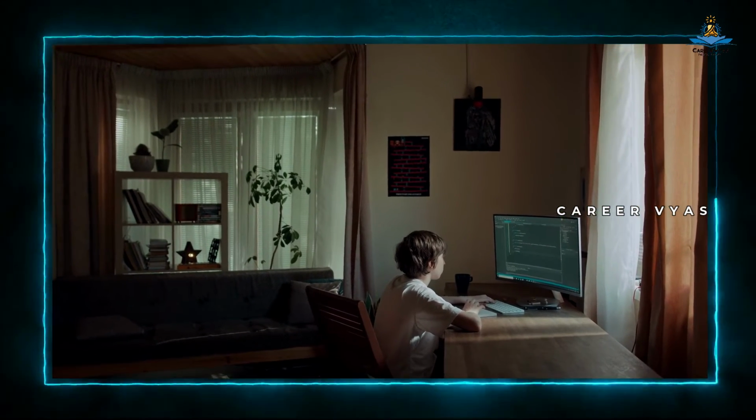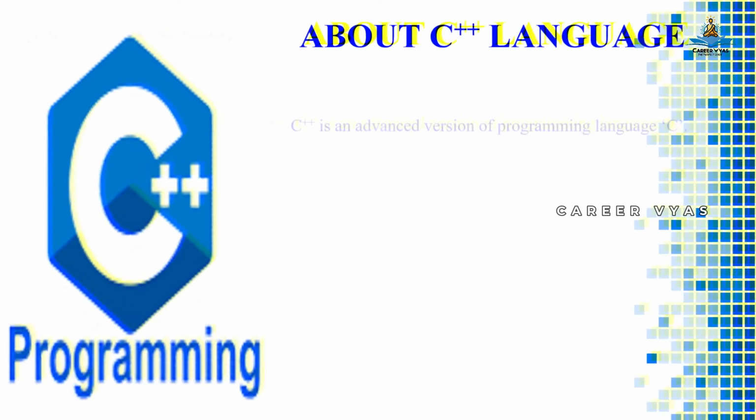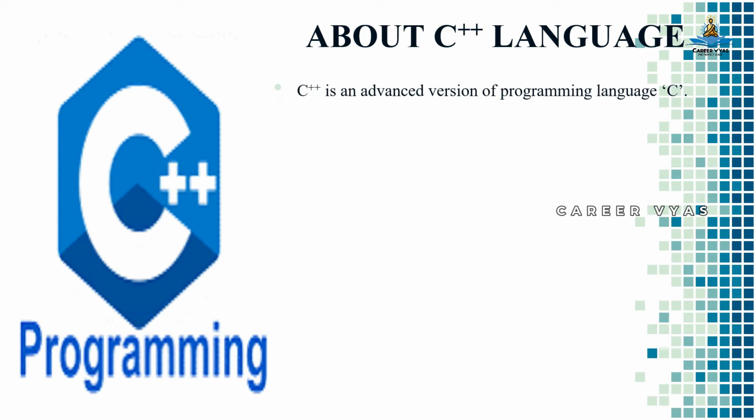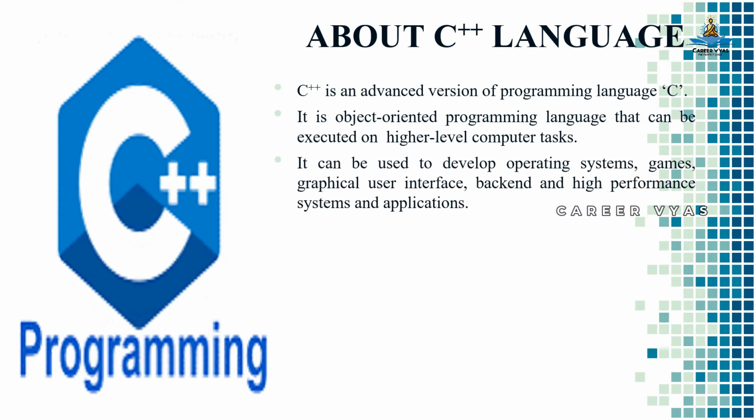So, starting with the very beginning, let's know about what is C++ language. C++ is an advanced version of programming language C, as the name suggests. It is an object-oriented programming language that can be executed on higher level computer tasks. It can be used to develop operating systems, games, graphical user interface, backend and high performance systems and applications.